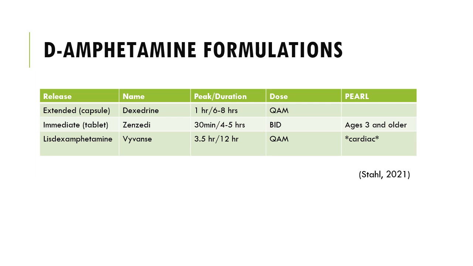D-amphetamine formulations come in extended and immediate release, as well as the lisdexamphetamine formulation. Dexedrine is likely considered the most potent amphetamine made. The immediate release tablet Zenzity can be prescribed for children as young as 3 years old. Vyvanse is a widely known trade name on the market and is the lisdexamphetamine formulation. Just be mindful that this particular medication does have a structural heart disease disclaimer.